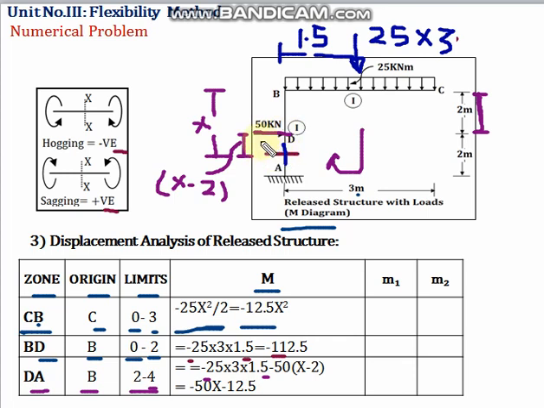So find out the lever arm. The origin is B, and therefore x is the distance for this axis. So the lever arm will be x minus 2, because the point load is acting 2 meter away from B. If you rotate this, it will rotate in a clockwise direction, so the sign will be minus. 50 into x minus 2 is the moment, so the answer will be minus 50x minus 12.5. So this is about the M diagram.